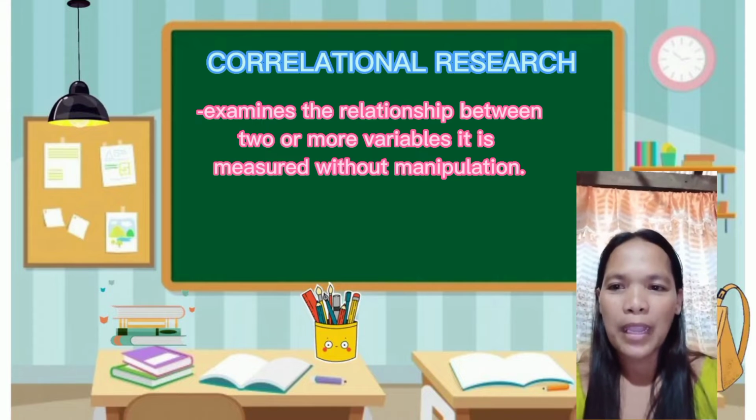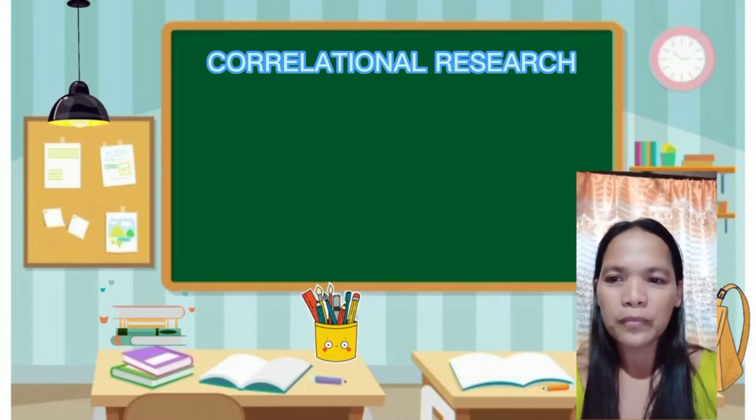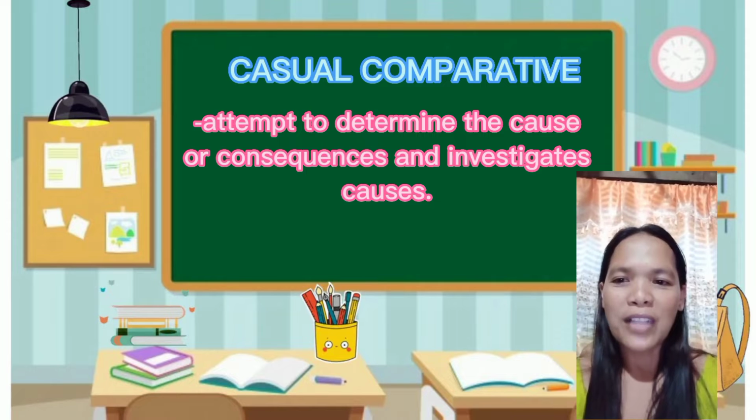Correlational examines the relationship between two or more variables. It is measured without manipulation. Causal comparative attempts to determine the cause or consequences and investigates causes.